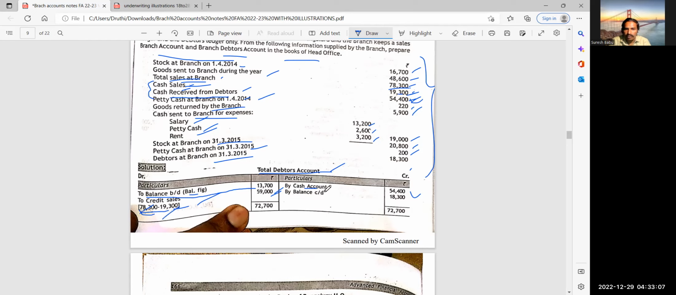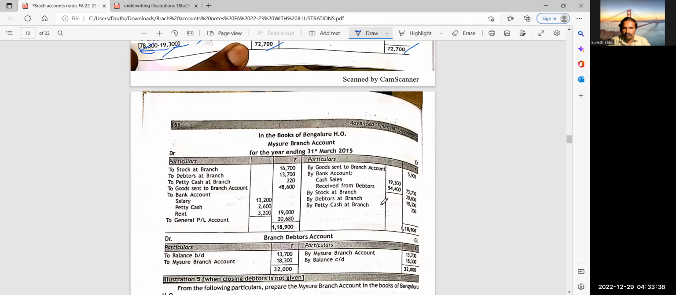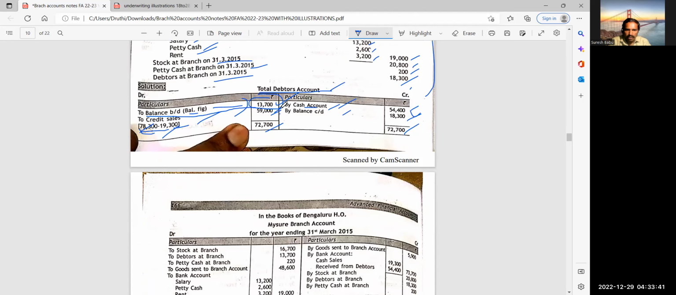Then in the debtors account, by bank or cash account, how much money has been recovered from debtors? 54,400. That's it. No discount, no returns, nothing. So balancing, closing balance 18,300, which is given. Now these three items are there. So what is missing? The total is 72,700 on both sides. The difference is 13,700, which is the missing information we found out.